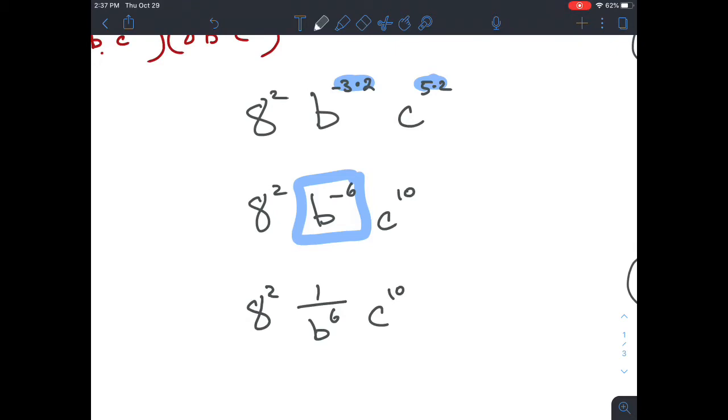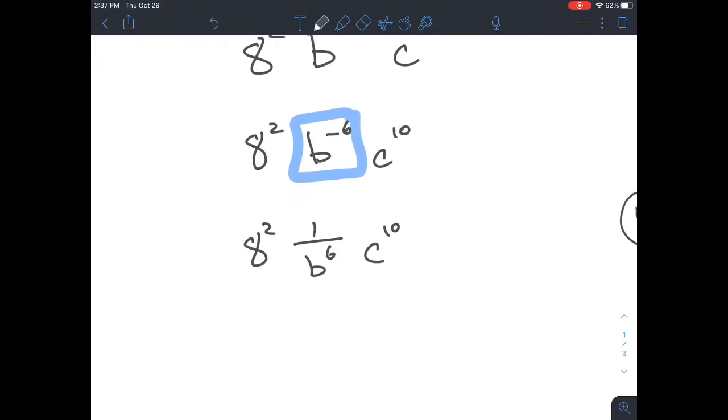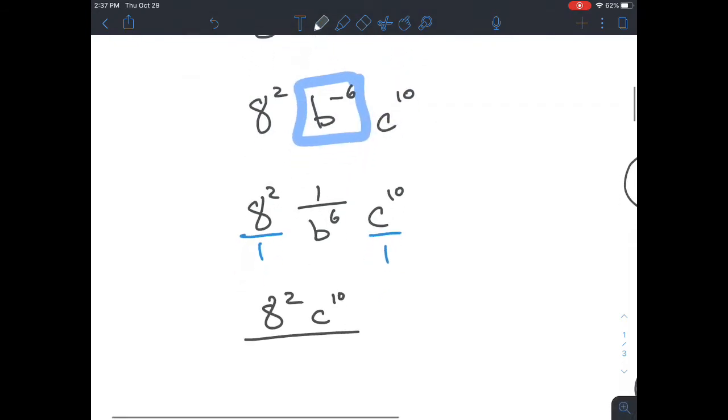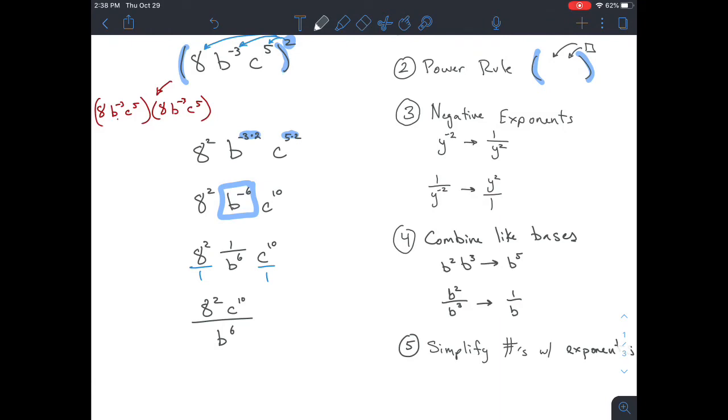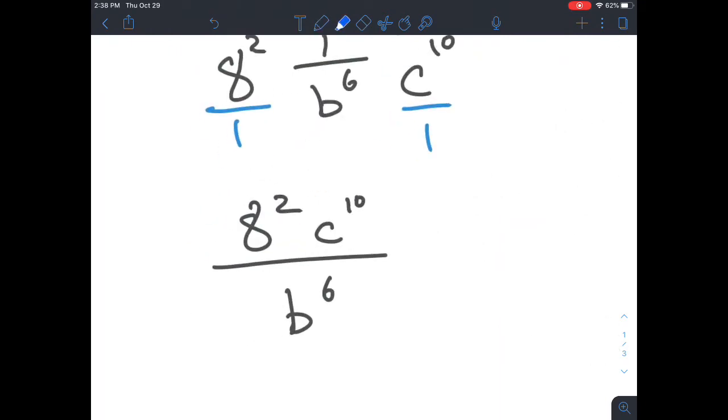Now I can smush all these guys together if I remember that this is really just 8 squared over 1, c to the 10th over 1. And so I have 8 squared, c to the 10th, all over b to the 6. The last thing I need to think about, well, I don't need to combine any like bases because none of these guys are like bases. I have an 8, a c, and a b. I don't have any like bases, so I don't have to worry about that.